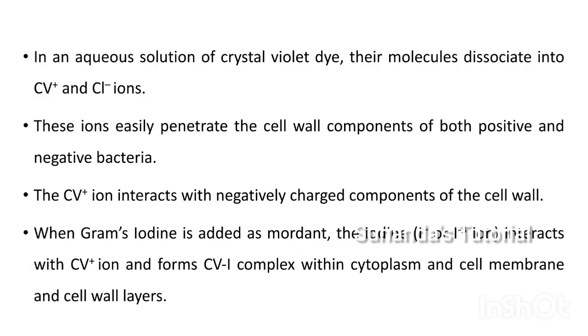In an aqueous solution of crystal violet dye, the molecules dissociate into CV+ and chlorine minus, Cl-, ions. These ions easily penetrate into the cell wall component of both gram positive and negative bacteria. CV+ interacts with negatively charged components of the cell wall. When gram iodine is added as mordant, it will interact with CV+ to form the CVI complex within the cytoplasm and cell membrane and cell wall layer.